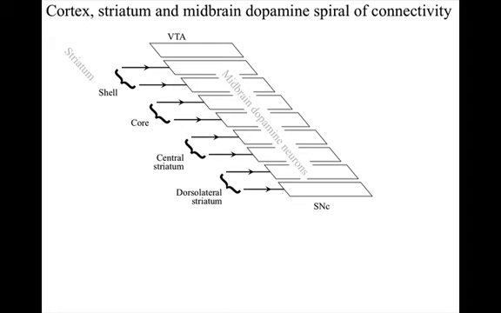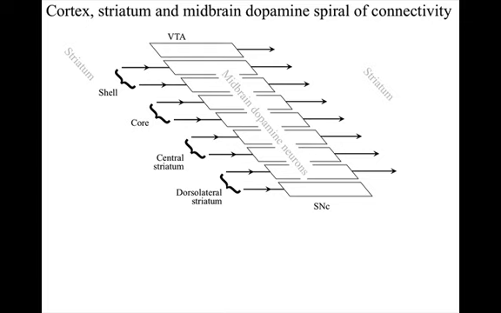The most dorsal part of the dorsal striatum provides inputs to the most dorsal part of the SNC. The more central part of the dorsal striatum provides inputs to a more ventral part of the SNC. And the core region of the ventral striatum provides inputs to the more dorsal region of the ventral tegmental area. And finally, the shell provides inputs to the most ventral part of the ventral tegmental area. The midbrain dopamine neurons also project back to the striatum.